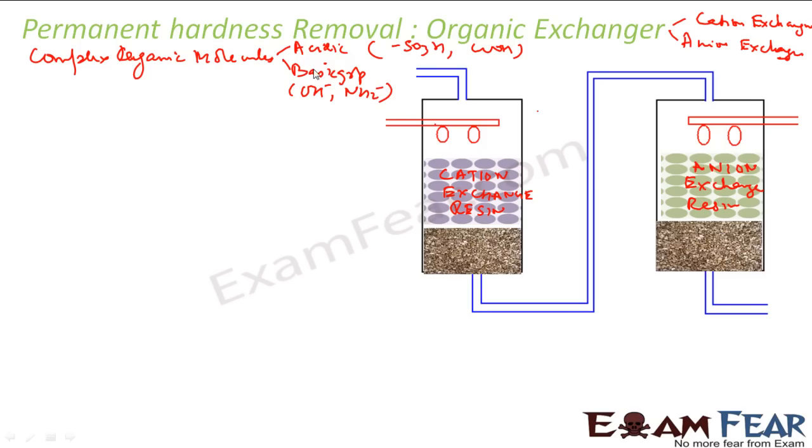So my acidic groups are the ones which are capable of exchanging H plus ions, and they are called cation exchangers, and these are called anion exchangers. So let me write first. I have written the cation exchange resin and anion exchange resin. Let me write these resins first.